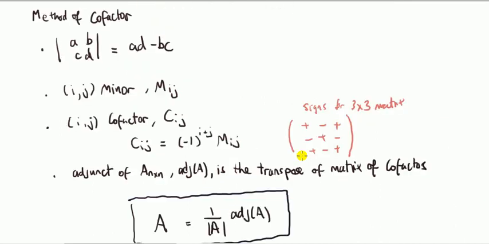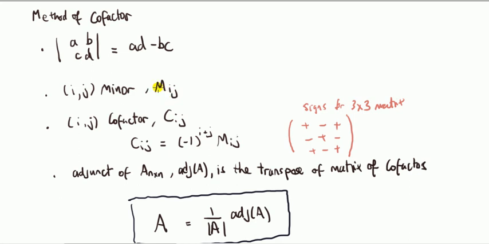Okay guys, the method of cofactors to find the inverse of a square matrix. First we need 4 things. First, recall that the determinant of a 2 by 2 matrix is just this. Next, I'm going to define something called the minor. The ijth minor of a matrix is the determinant after removing the ith row and jth column.